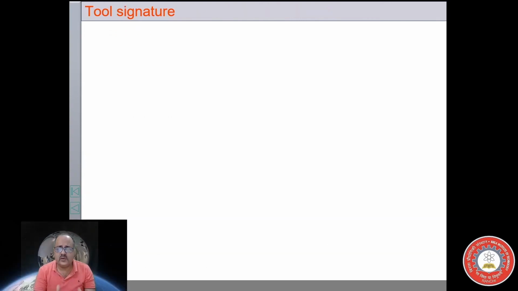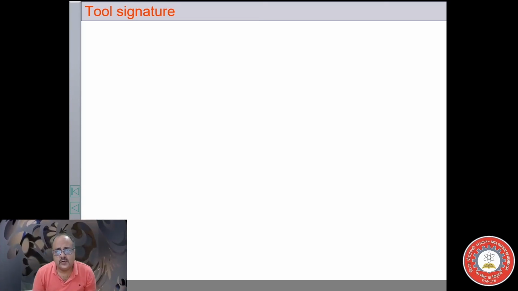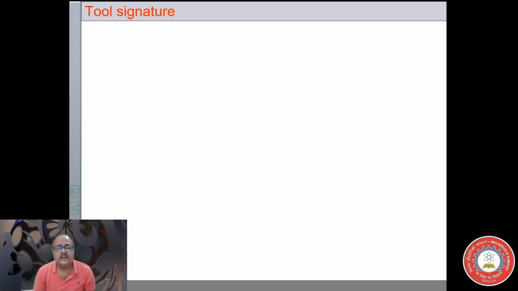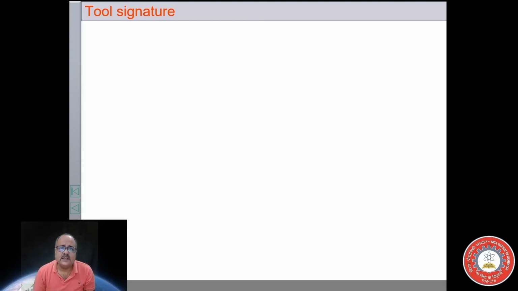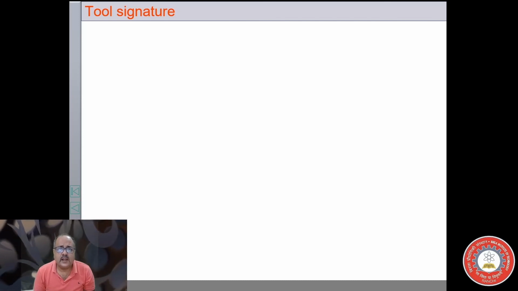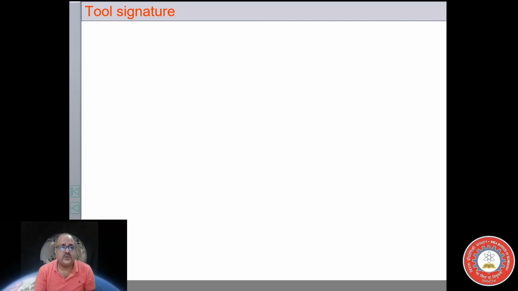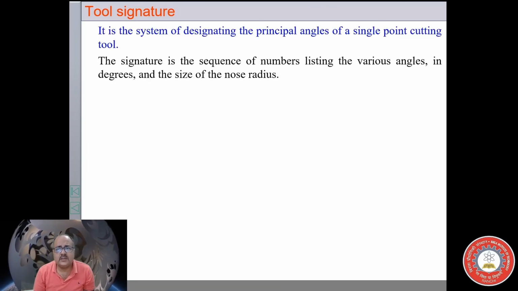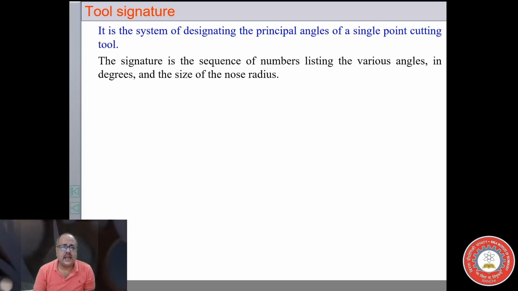Okay, the tool nomenclature that we have discussed till now is American Standard Association tool nomenclature. There are different standards of designating tools. The nomenclature that we have discussed and the way angles are represented is given in American Standard Association, and that is what I am discussing here. There are several other methods which I have not discussed here. You can refer to any good books on metal cutting, and you will find out how tool angles are represented in different standard systems. So tool signature in American Standard Association system is a sequence of numbers listing the various angles and the degrees and the size of the nose radius.